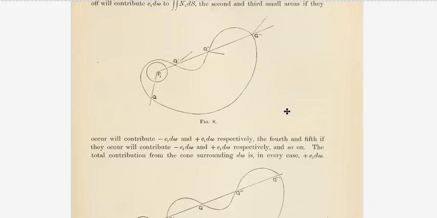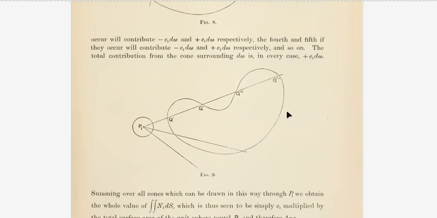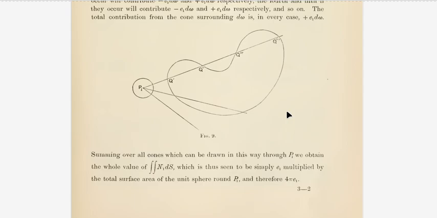The total contribution from the cones surrounding dσ is, in every case, plus E1 dσ. Summing over all cones which can be drawn in this way through P1, we obtain the whole value of the surface integral N1 ds, which is thus seen to be simply E1 multiplied by the total surface area of the unit sphere round P1, and therefore 4πE1.